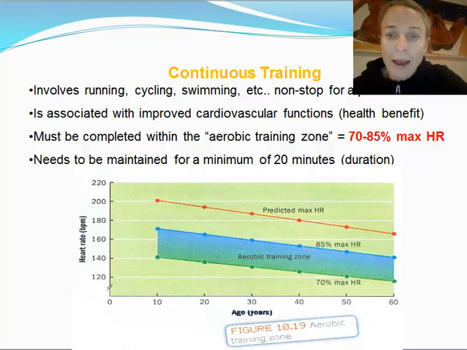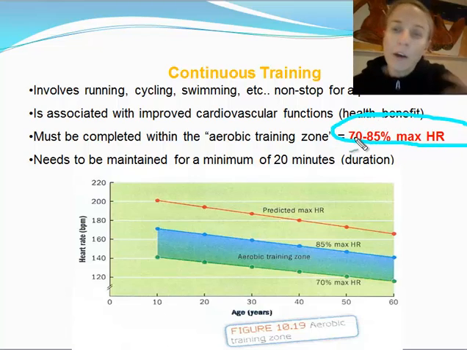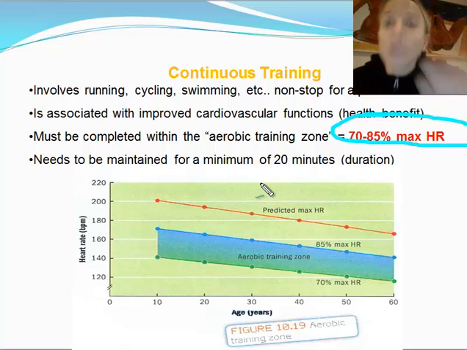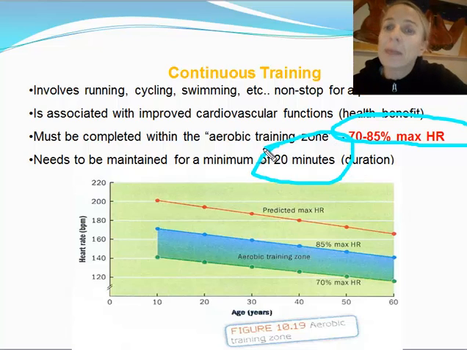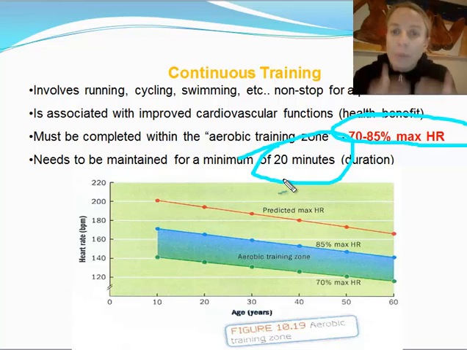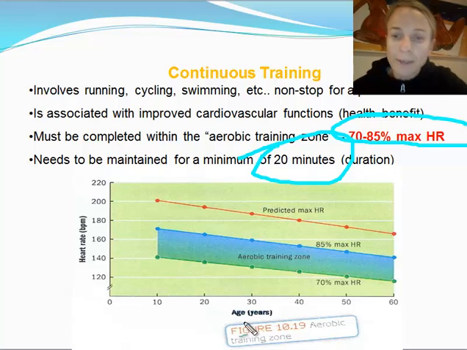And again, the training zone, the intensity for continuous training to target those aerobic capacity chronic adaptations, is 70 to 85% of heart rate max. And also the duration, how long you are doing this activity for, needs to be a minimum of 20 minutes, okay? 20 minutes of non-stop. Now, beginner athletes may not be able to run or swim or cycle continuously for 20 minutes. So they would begin by walking, running, until eventually they could run continuously for 20 minutes, until they build up enough strength to be able to do that.